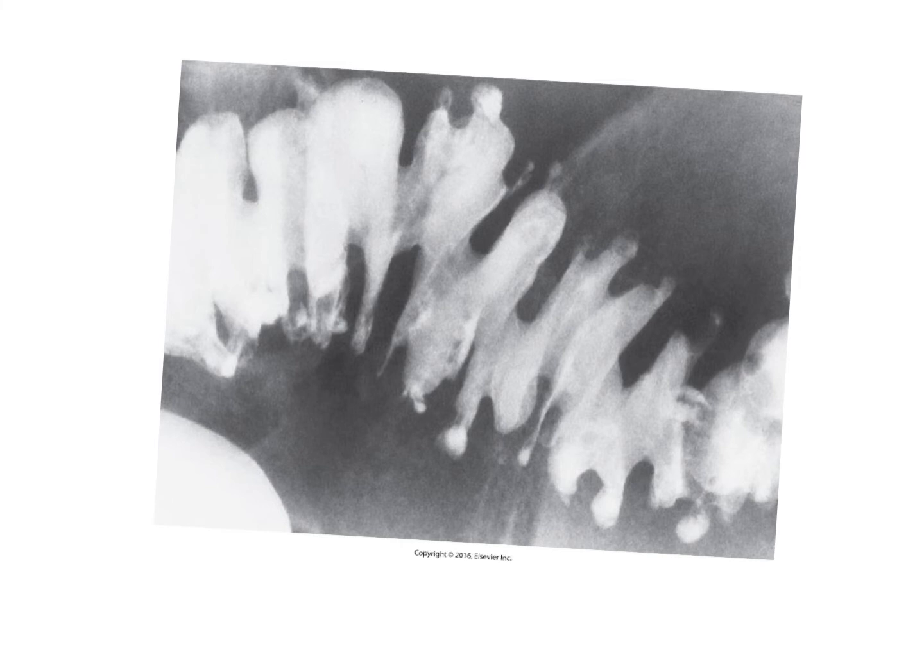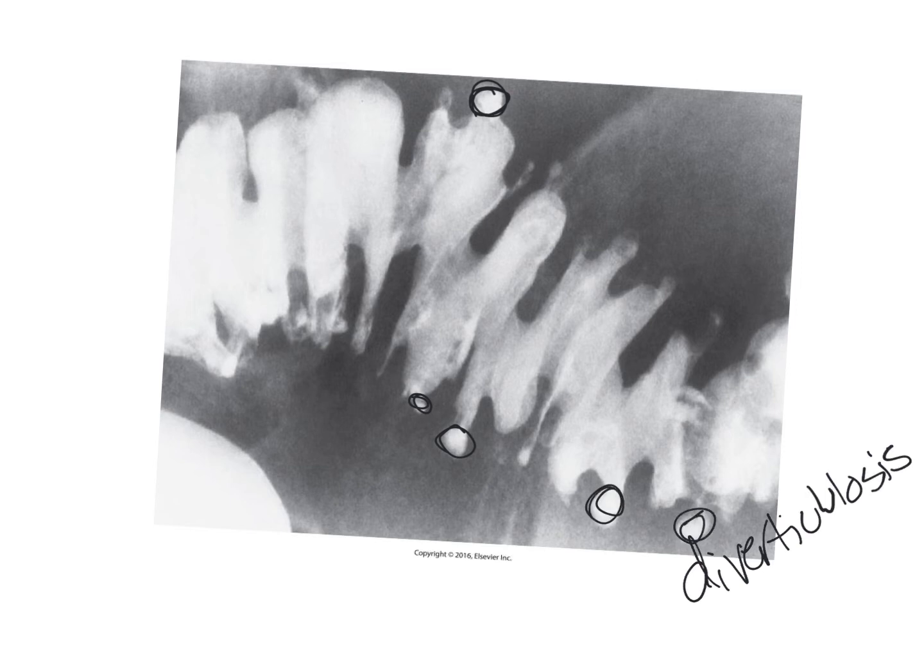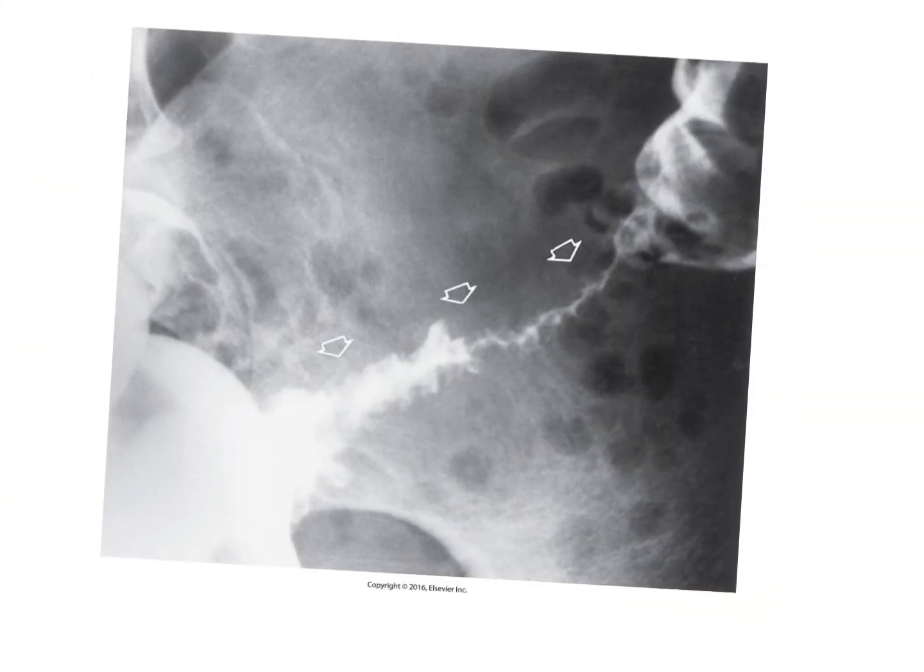On the next x-ray we have is diverticulosis. Now it's very important not to mix this up with diverticulitis. Itis, that ending on that word implies that it's an inflammation. So diverticulitis is going to be a complication of diverticulosis. Sorry. And all it is is outpouchings along the wall of part of our digestive system. All these little outpouchings here. That's diverticulosis.